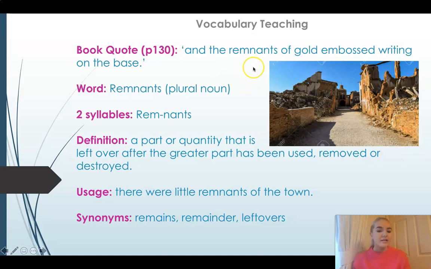So here we could say the remnants of gold, the remains of gold, the remainders of gold, the leftovers of gold. And we can start to think, well, what does that suggest of this object? Well, it suggests that it's been used, and some of it might have been destroyed in other parts. How? We'll find out today.